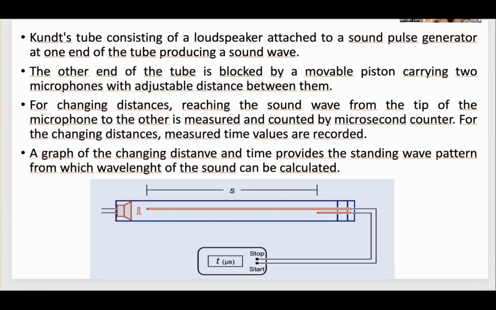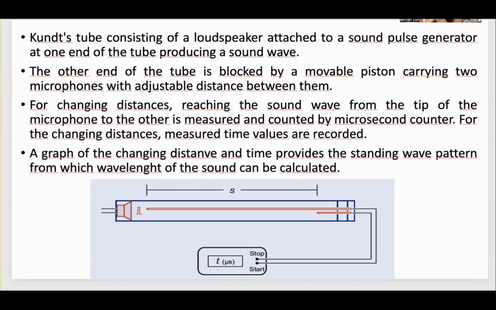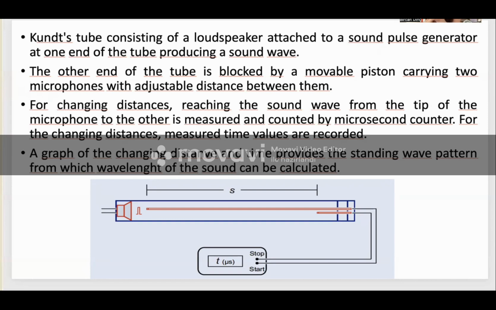So Konstup consists of a loudspeaker attached to a sound pulse generator at the end of the tube producing a sound wave, and the other end of the tube is blocked by a movable piston carrying 2 microphones with adjustable distance between them. For changing distances, the time for the sound wave to reach from the tip of one microphone to the other is measured and counted by the microsecond counter. So it will be measured automatically. We will measure the time values, okay? So for the change in distances, measured time will be recorded.